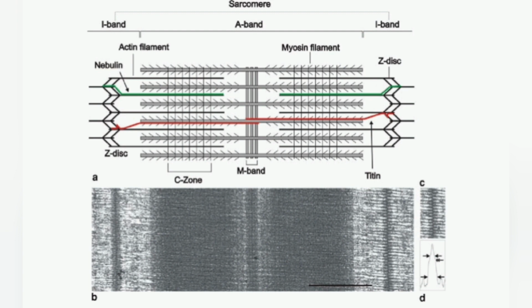The A zone is called the anisotropic band, the thick myosin filament anchored to the M line. The H zone is myosin filament only. The I band is the gap between A bands and has only actin filaments. And the Z line is between sarcomeres. This shortening and contraction occur by the movement of actin filaments over myosin filaments.